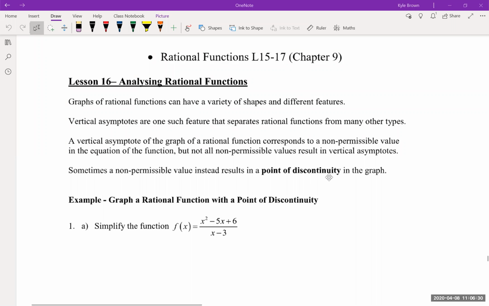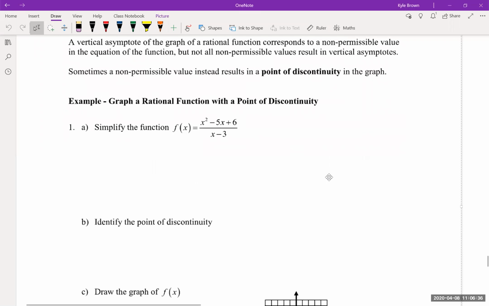All right, lesson 16, analyzing rational functions. So we've done things like this in 20-1. If we start off with a rational function like this, the first thing we're going to want to do is factor the top. So we'd say f of x is equal to x minus 3, x minus 2, all over x minus 3.